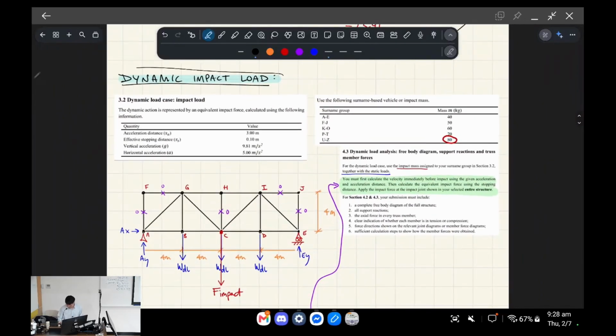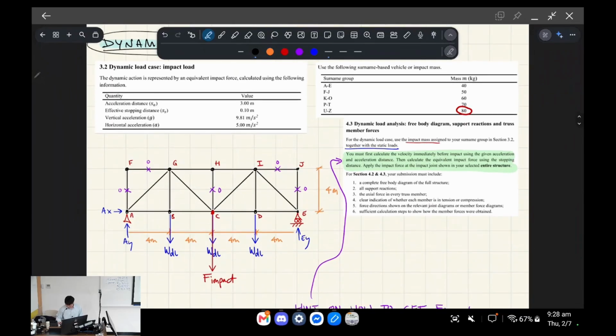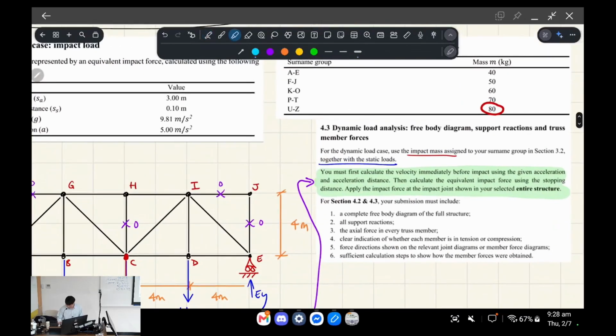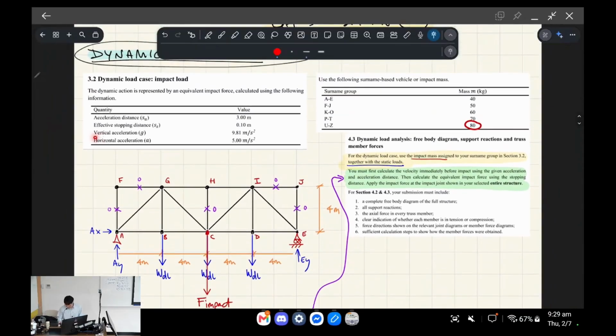After that, you want to analyze the dynamic loads, right? And so that's basically, if you read the wording of the question, it says for the dynamic case, use the impact load together with the static loads, right? So you can't ignore the 12 kilonewton or whatever dead loads, and on top of that, you need to add the impact load, okay? And then you have to check whether your impact load is horizontal or vertical, and in either case, they'll tell you what the acceleration is.